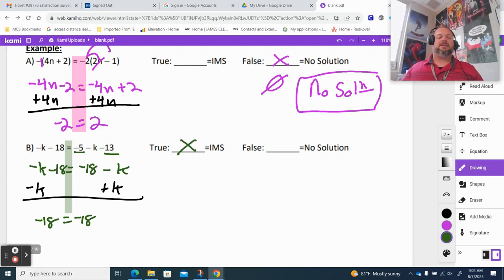All right. IMS. IMS stands for Infinitely Many Solutions, not idiots on mass supply. Okay.